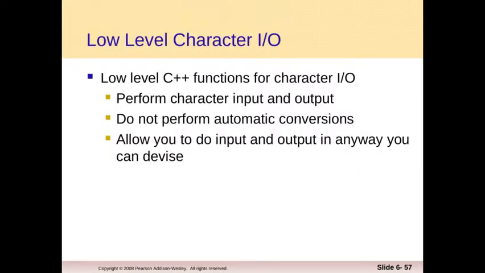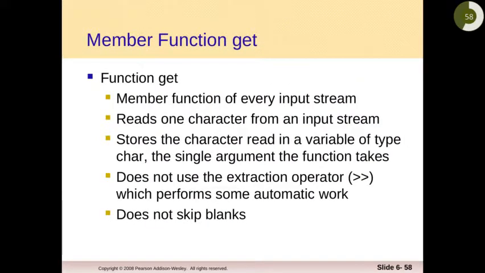So now we're going to talk about low-level character I/O. At that level, we perform input and output just with single characters. They're not converted in any way, and they're not interpreted differently. We just get the raw characters. Obviously, this allows you to devise the input in any way that you need. There's a member function called get.